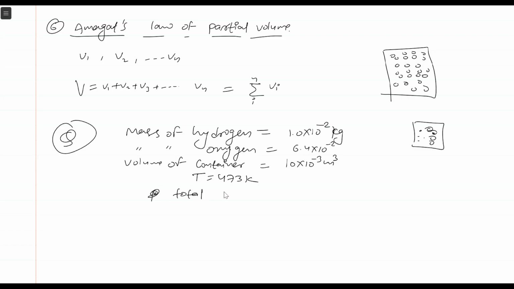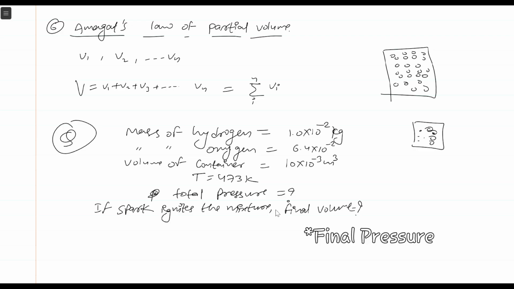Now we need to calculate the total pressure. Total pressure is equal to what? And in another case, if a spark ignites the mixture, then what will be the final volume?